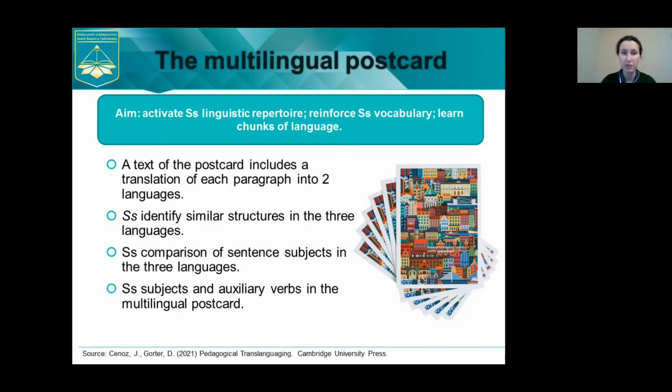Students try to identify similar structures in these languages, similar grammar or chunks of language. After the comparison of this sentence, they have a look at cognates. Cognates are like word combinations used in a similar way in these languages, and they compare subjects, grammar, and auxiliary verbs. These multilingual postcards in this way help not only to encourage using different languages, but also to widen the worldview of the students.